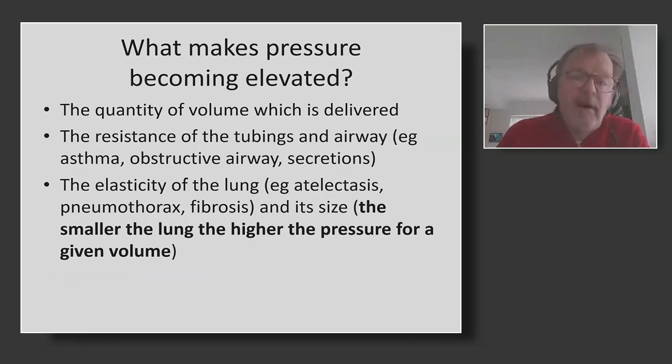Second, the resistive part, which, as I say, is due to the tubing, the endotracheal tube, and the airway. And you may think of patients having asthma, obstructive airway disease, or simply a lot of secretions, who will have a lot of resistive pressure to counteract. Or the elasticity of the lung, which may be more or less stiff if you wish, but also the size of the lung, and I will come back to that.